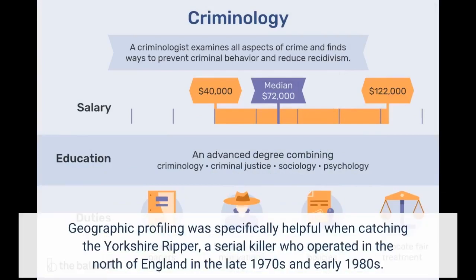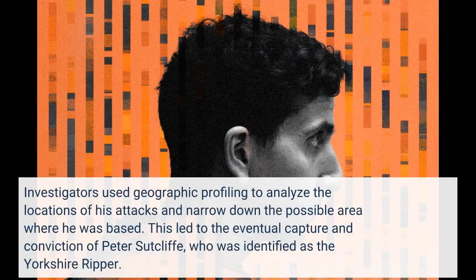Geographic profiling was specifically helpful when catching the Yorkshire Ripper, a serial killer who operated in the north of England in the late 1970s and early 1980s. Investigators used geographic profiling to analyze the locations of his attacks and narrow down the possible area where he was based. This led to the eventual capture and conviction of Peter Sutcliffe, who was identified as the Yorkshire Ripper.